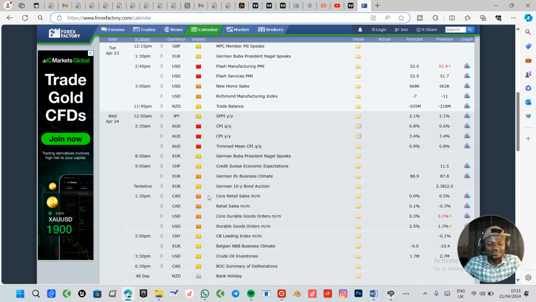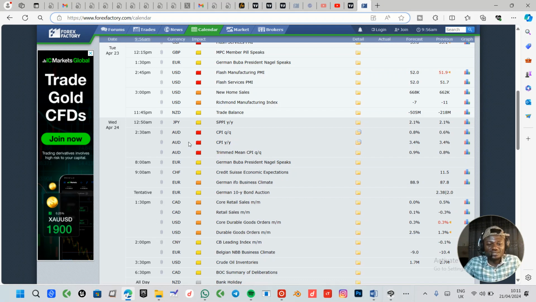So we have Wednesday, what's going to happen? We have CPI. There's going to be a significant move by 2:30 on Wednesday, 24th of April, on the Australian dollar. We have CPI by this time. So this is going to be bloody. That's why it's in red. It's going to be massive.